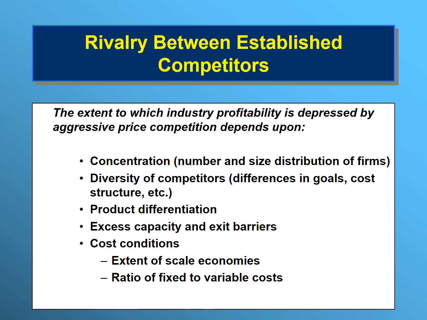Now, the rivalry among established competitors. Rivalry among existing competitors takes many familiar forms such as price discounting, new product introductions, advertising campaigns, service escalation, and so forth. The degree to which rivalry undermines an industry's profit potential depends first on the basis on which companies compete, and second on the intensity with which they compete.